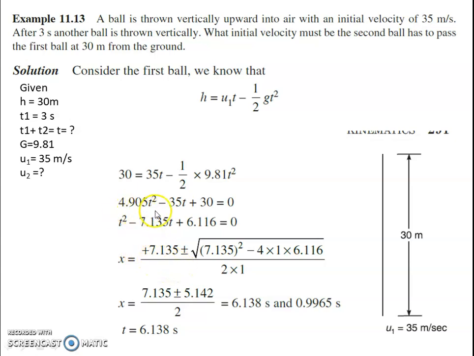Then the equation becomes like this. So I simplify this equation. It becomes 4.905 t square minus 35t plus 30 is equal to 0. I will divide this equation by 4.9, then it works out to be t square minus 7.15135t plus 6.116 is equal to 0.